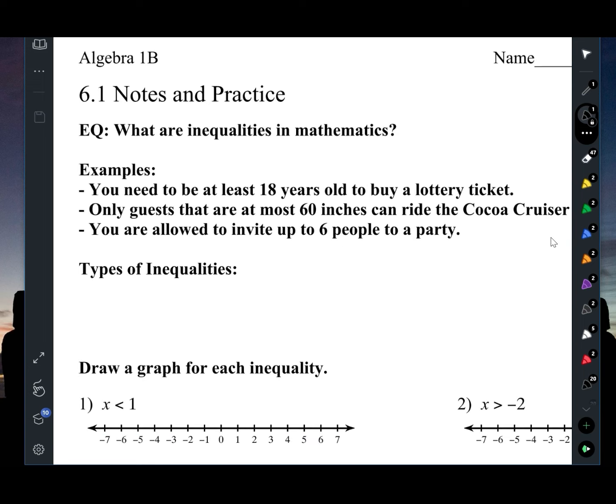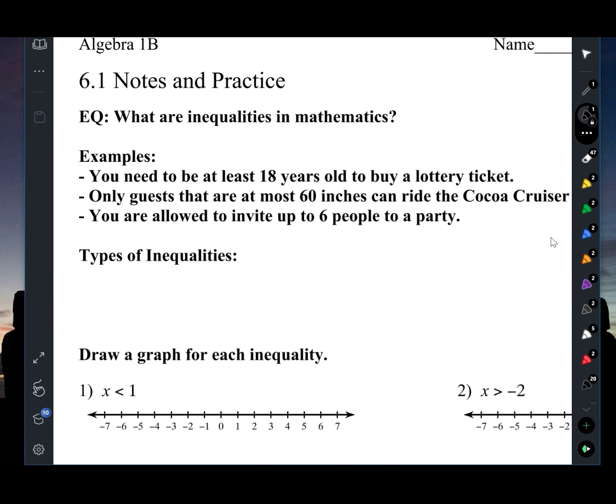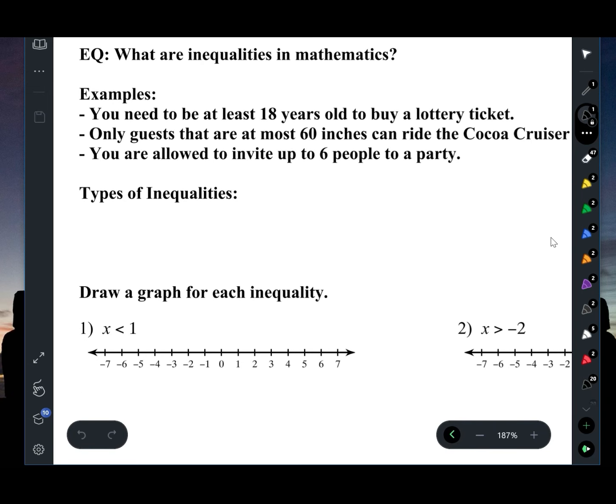Today, what are inequalities in mathematics? You really deal with inequalities all the time, whether or not you realize it. In one case, you need to be at least 18 years old to buy a lottery ticket. Only guests that are at most 60 inches tall can ride the Coco Cruiser. And you are allowed to invite up to 6 people to a party.